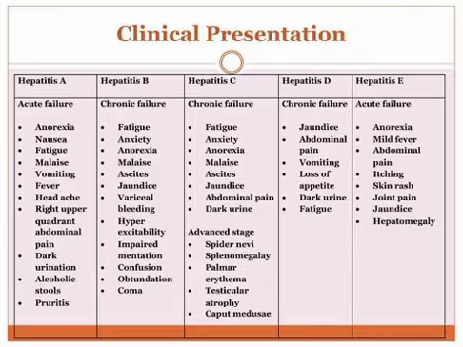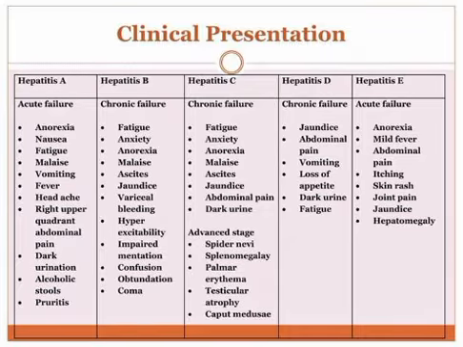Next will be hepatitis B. It is a chronic failure. In these conditions, there will be fatigue, anxiety, anorexia, malaise, ascites, jaundice, variceal bleeding, hyperexcitability, impaired mentation, and obtundation, coma. So the hepatitis B virus may lead to coma also.